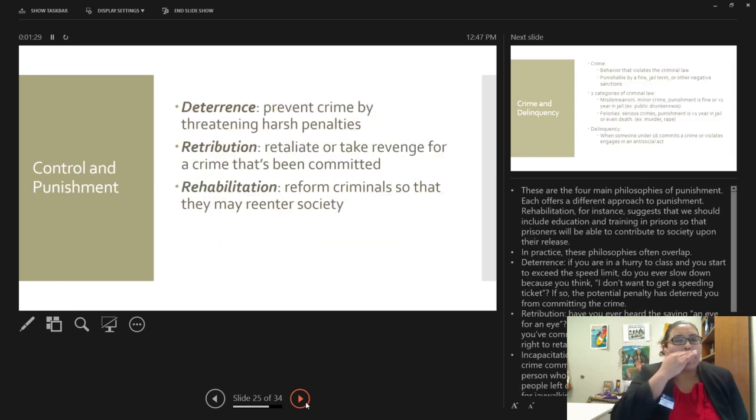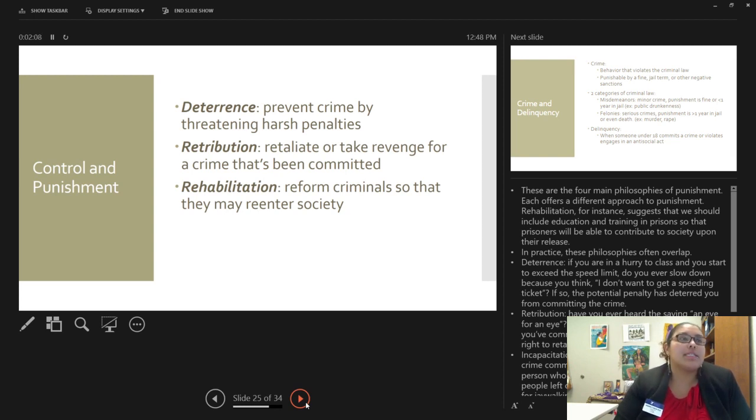And so there are going to be three main ideas about why we have prisons. One is deterrence. It's to prevent crimes by threatening harsh penalties. And so we know that research shows that prisons are not a good deterrence. We have more and more prisons, yet people are still committing crime. It's not deterring people.